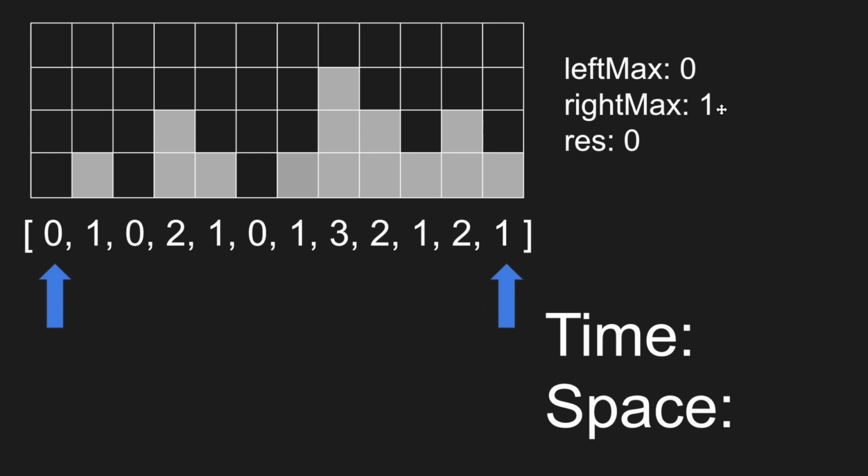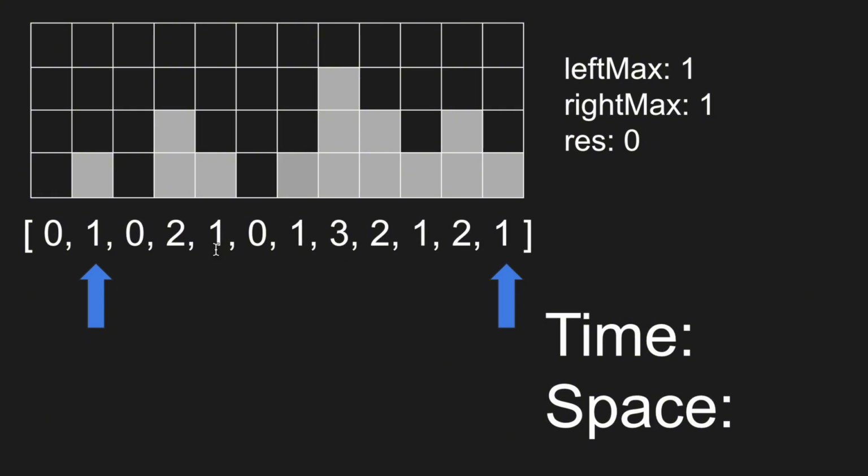We have the left max and we have the right max. The left max is smaller, so we shift the left pointer, and now we update the left max. And then we update the result. The result is still 0. And how we can calculate the result is we can subtract the left max or right max, depending on which pointer we shifted, by the number of gray squares in the current index. And we add that number to the current result. So right here, 1 minus 1 equals 0. We add 0, so the result is still 0.